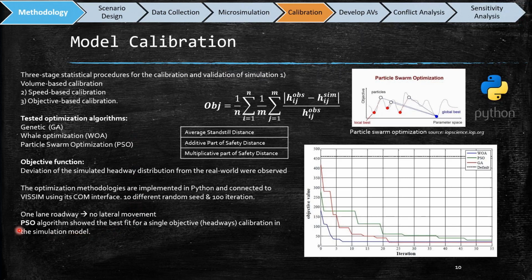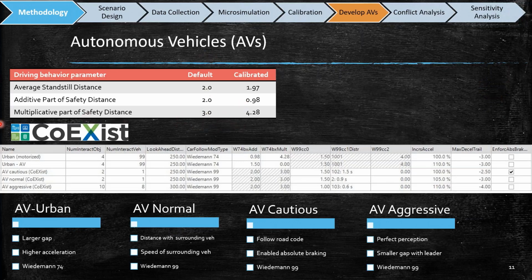As a result, we found that the PSO algorithm showed the best fit for this single objective calibration. Later you can see that the default values of Vissim for these parameters were like these, 2 to 3. The average standstill is really important if you want to do the safety analysis. But the calibrated values show that the average standstill is similar to the default value by using the PSO algorithm.